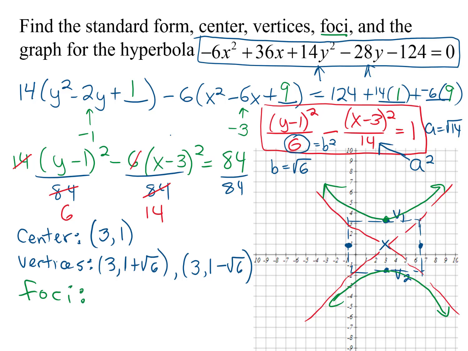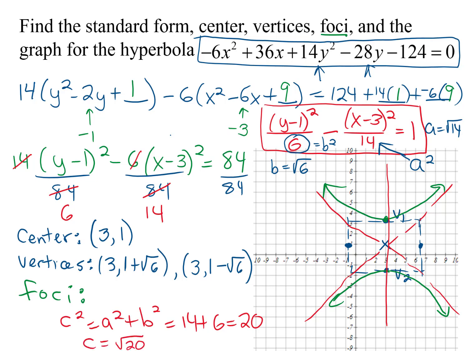The foci are c away from the center along the transverse axis. Remember, the transverse axis runs vertical here, parallel to the y-axis. And the connection is c squared equals a squared plus b squared. And a squared was 14 and b squared was 6. So c squared is 20. That means c is going to be the square root of 20.